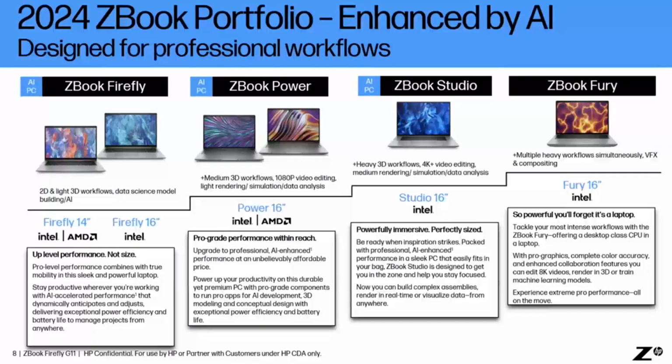In 14-inch, we have Intel and AMD options, whereas in 16-inch, we have only Intel option. So this machine supports the latest Intel Core Ultra processors. That's why if you see here, AI PC is mentioned against Firefly, ZBook Power, ZBook Studio. ZBook Fury will not have AI because Intel is continuing with the 14th generation processors, whereas in AI PCs, Intel has launched the new generation of processors called Intel Core Ultra processors.